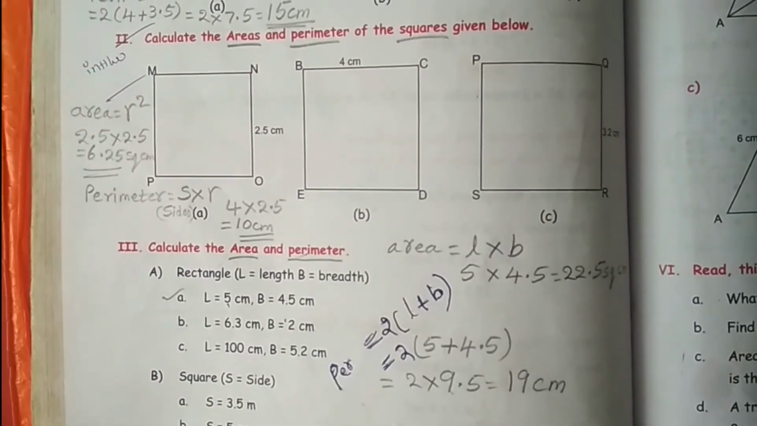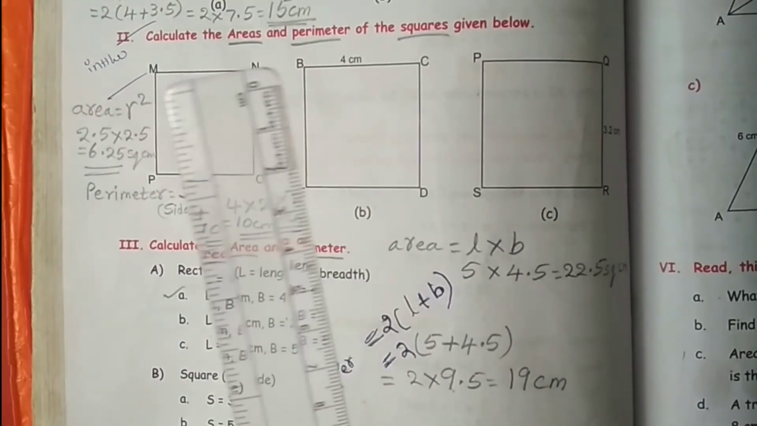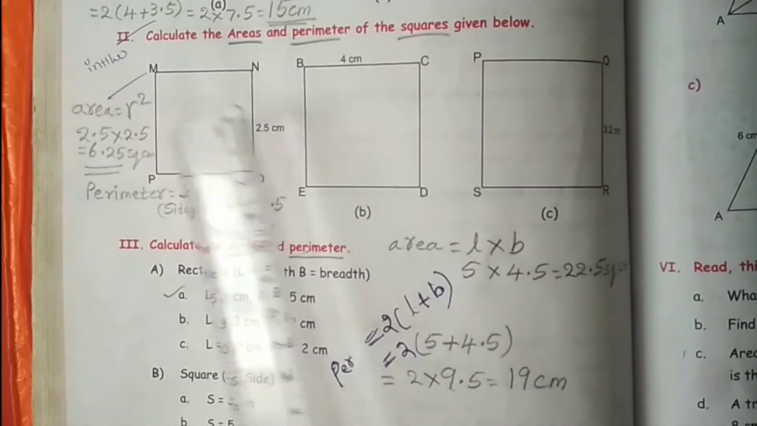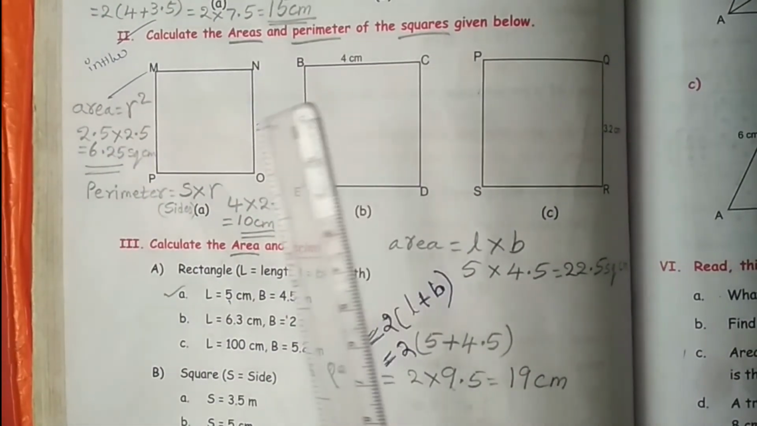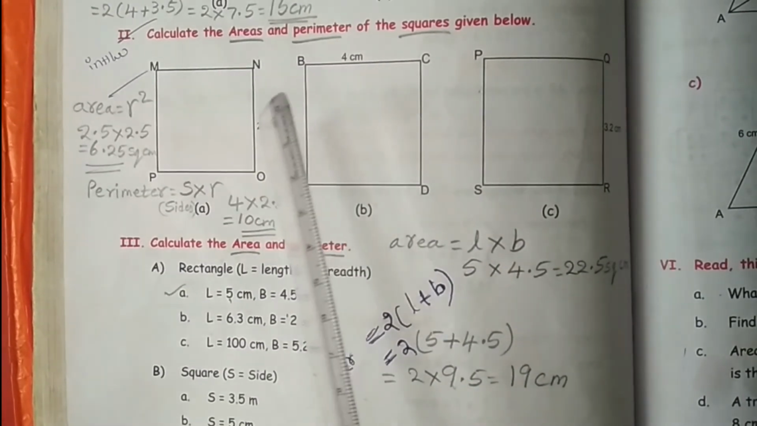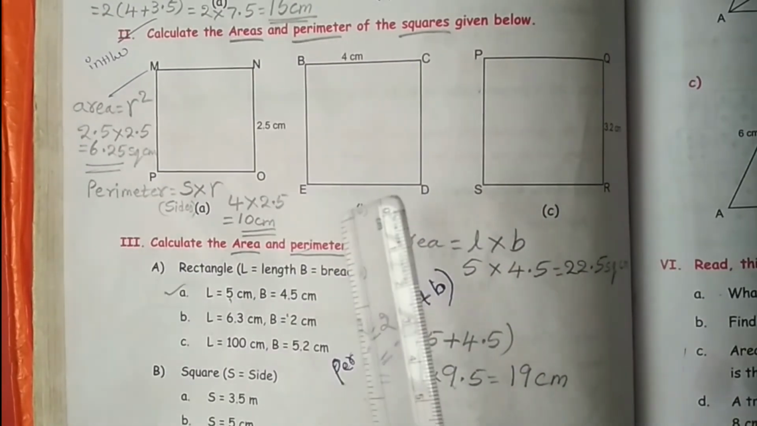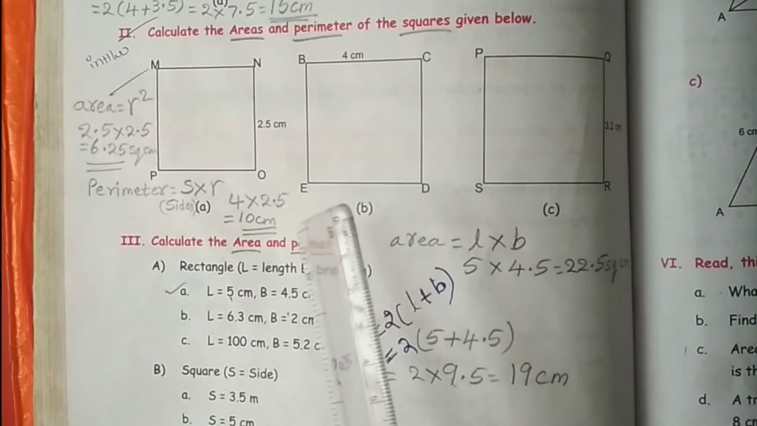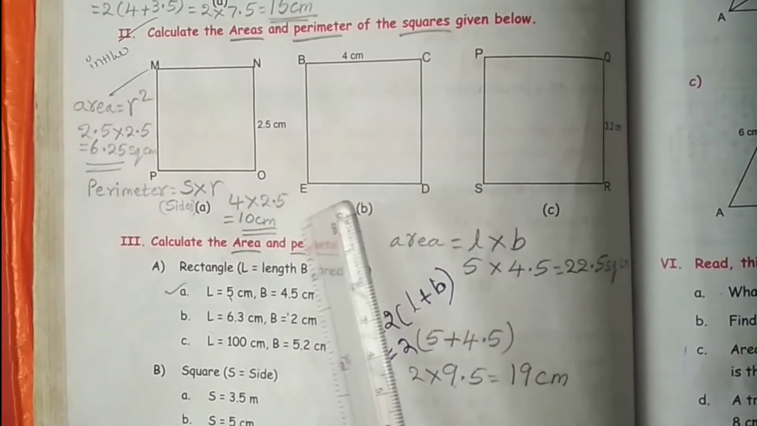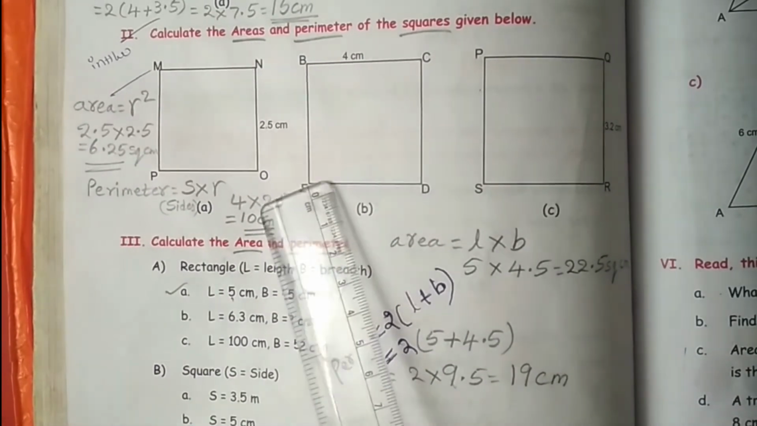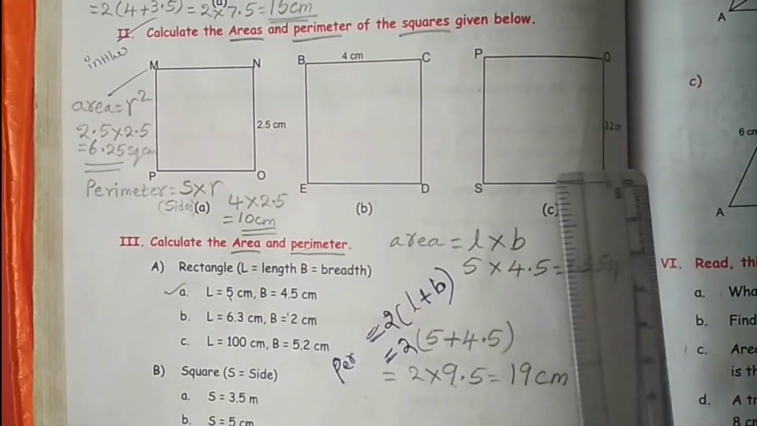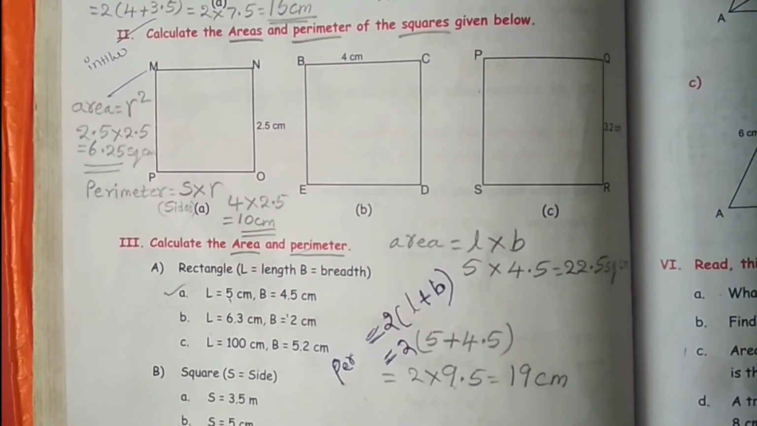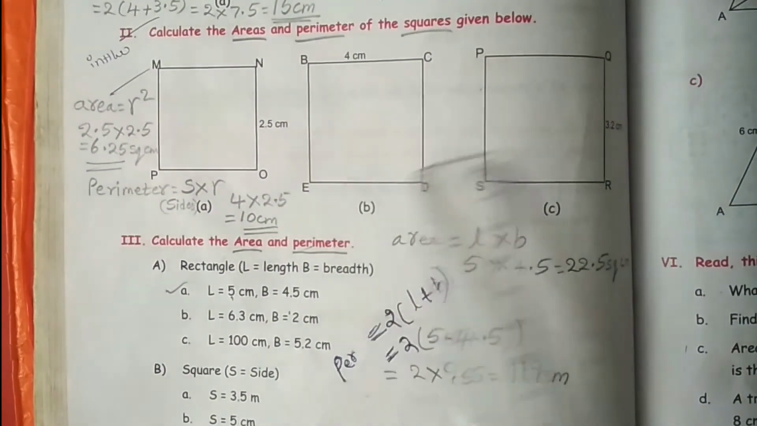Now find out the perimeter. How we will find? So all the four sides are equal, right? So 4 into R. That is R means here what? 2.5 centimeters. So 4 into 2.5 is how much? 10 centimeters. Okay. Likewise, you find out for the B and C bits. You do it on your own. It's a simple multiplication.